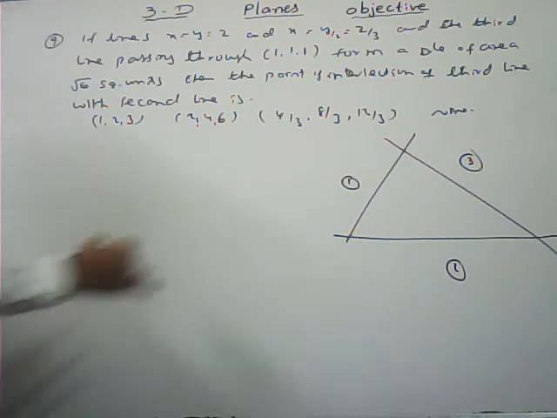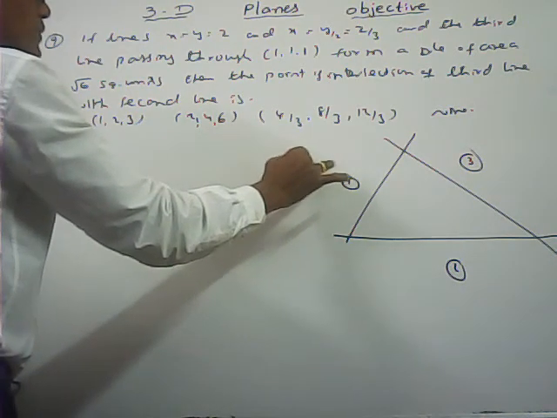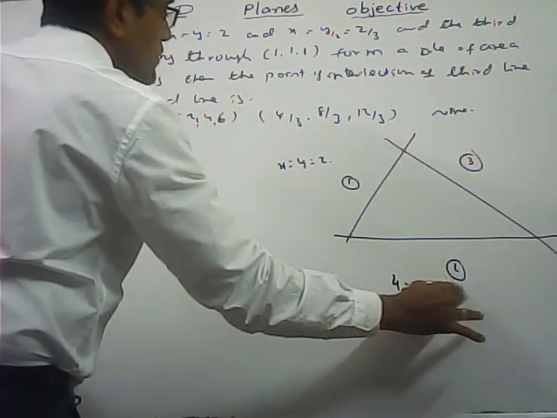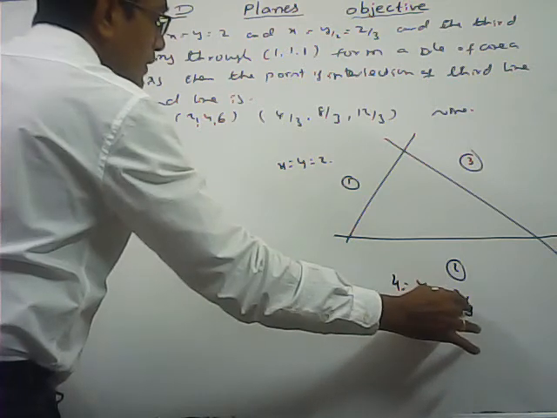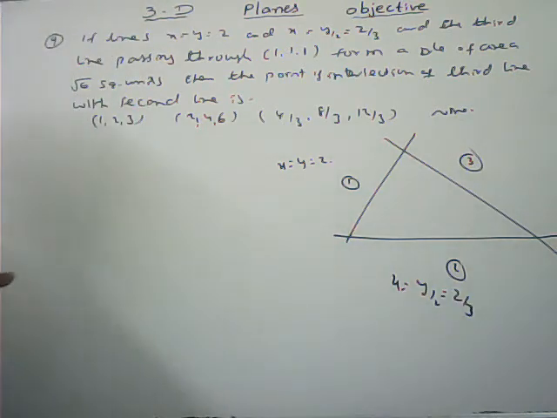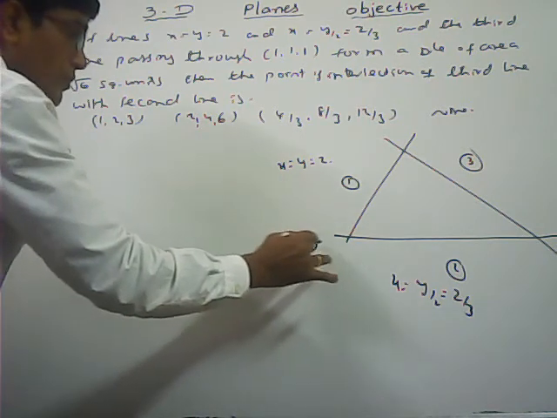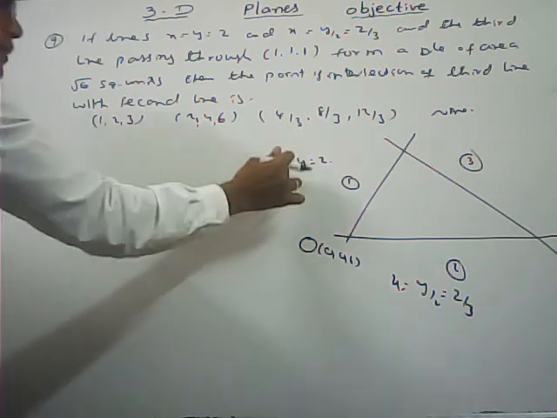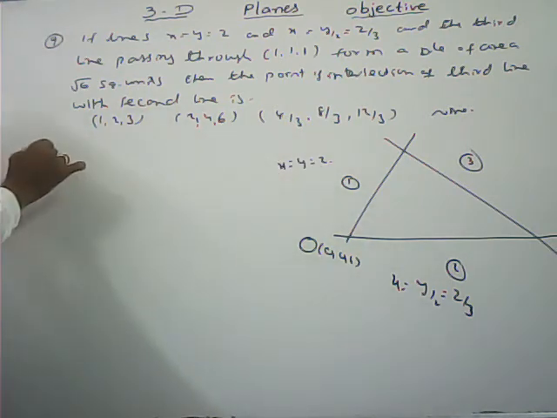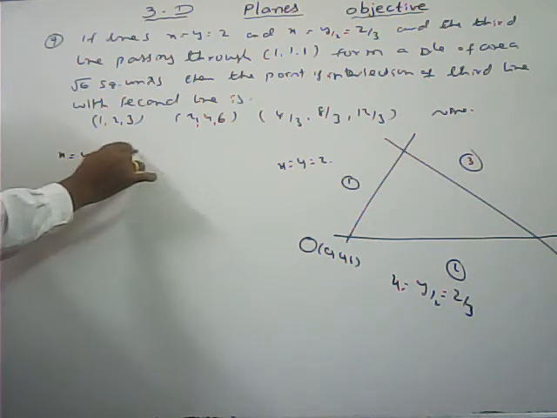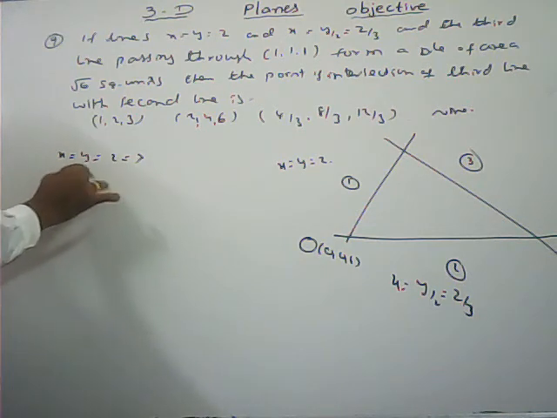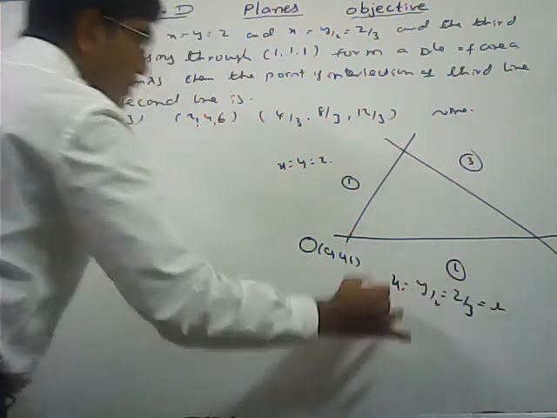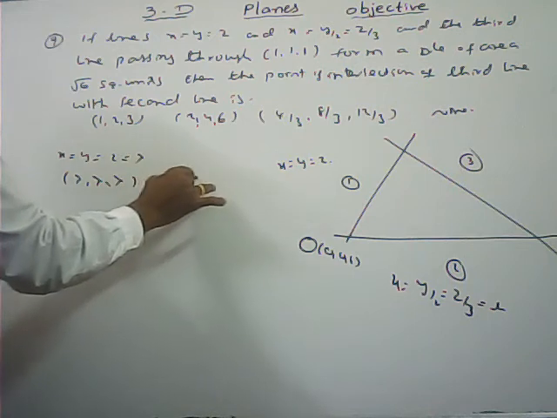What about the first line? x equals y equals z. Second line, x equals y by 2 equals z by 3. So what is the point of intersection of these two lines? That is the origin, 0, 0, 0. How to get that? Take any point on the first line: x equals y equals z equals lambda, so the point is lambda, lambda, lambda. Any point on the second line, you can take mu: x equals mu, 2 mu, 3 mu.